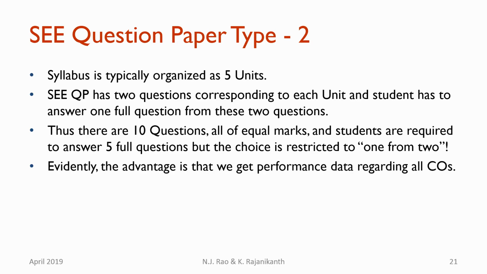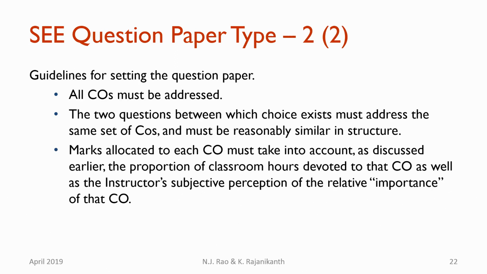Obviously, the advantage is that we get performance data regarding all COs, because the 5 units essentially are written down as a certain number of COs. This is fairly popular, and many autonomous institutes as well as many universities have adopted this type much more prominently these days.